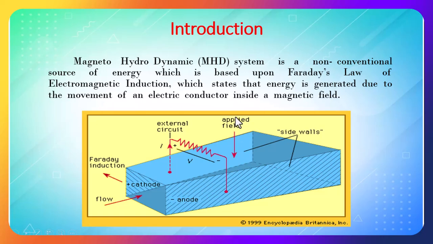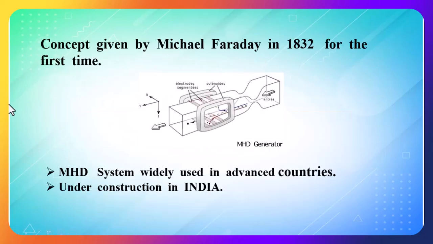So you can see here the applied field. Applied field is nothing but magnetic field. This is perpendicular to the flow of gas. So this is perpendicular to this. In the third direction you will get the power. You can understand it more clearly when you see this diagram.